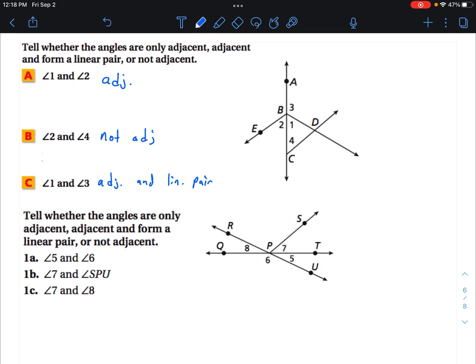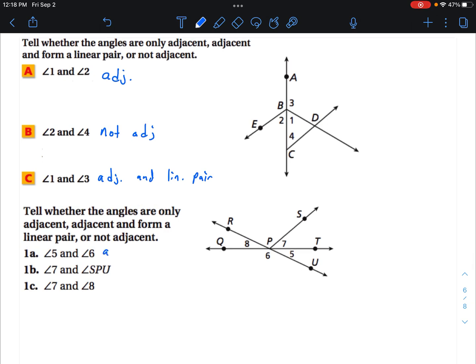You can try some of these on your own if you want to try these down at the bottom. Like angle 5 and 6, for instance. 5 and 6 are right next to each other. They are forming a straight line, so they are going to be adjacent and a linear pair.